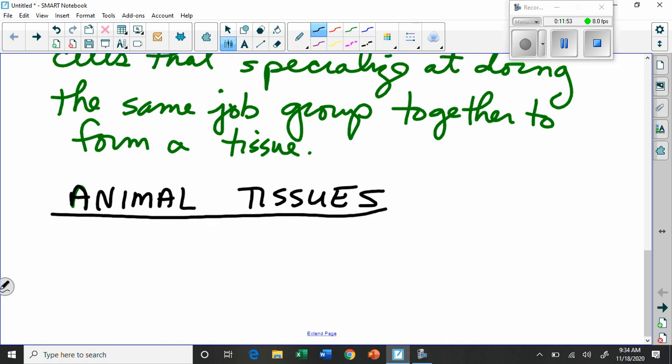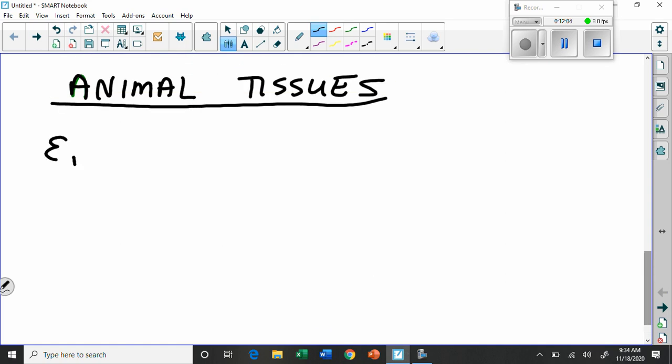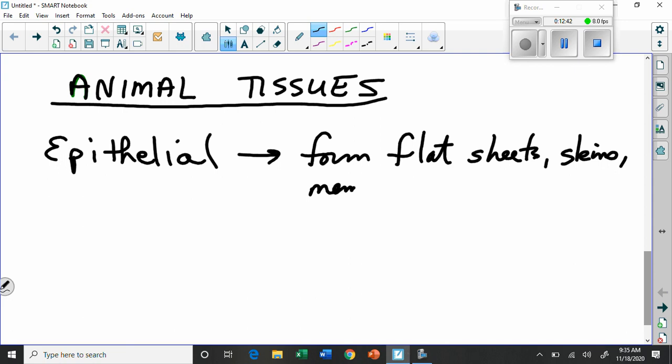Okay, so some animal tissues. Basically, there's a few main types. The first is called epithelial tissue. It's a big word, epithelial. Epithelial tissue has a number of different jobs. Essentially, they are tissues that make sheets. They form flat sheets, skins, membranes. When I say membranes, I don't mean cell membranes, but larger membranous structures, right? Sheets and skins and membranes and so on.